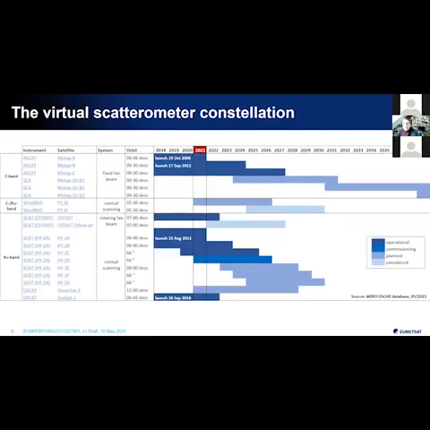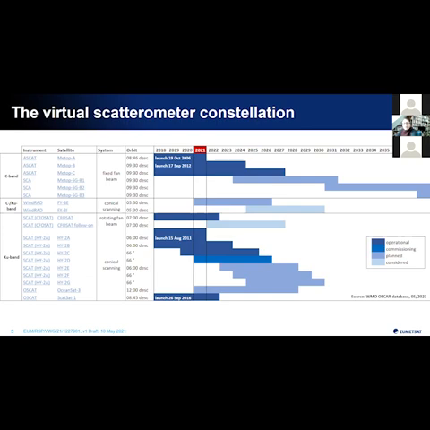Of course, the scatterometers that EUMETSAT is flying are not on their own. They are part of an international constellation, a virtual constellation of scatterometers. You can see in this table we have a number of active scatterometers at the moment, with much more to come.